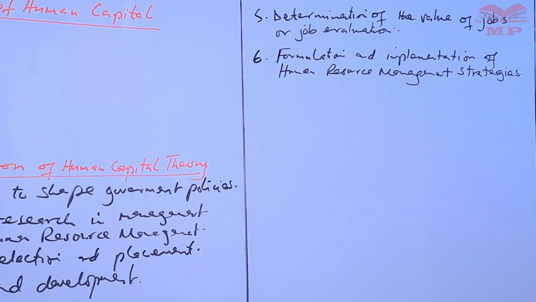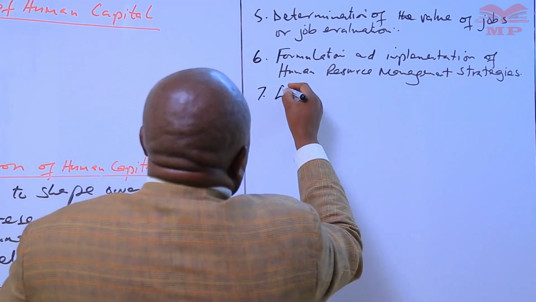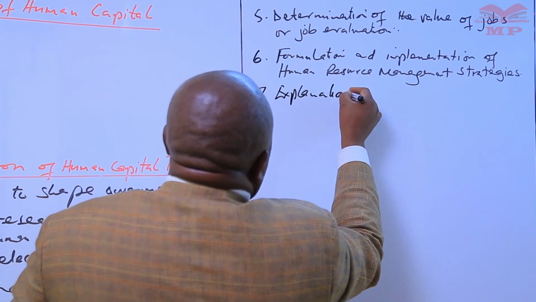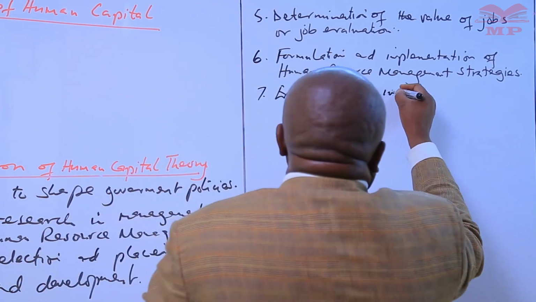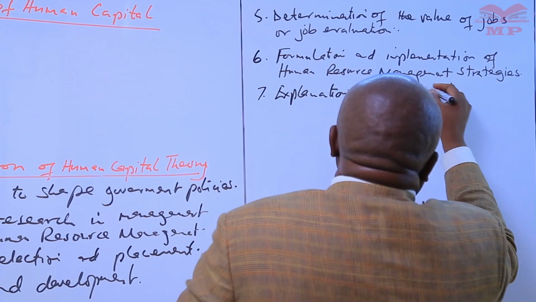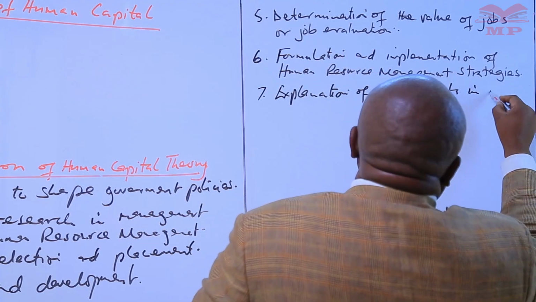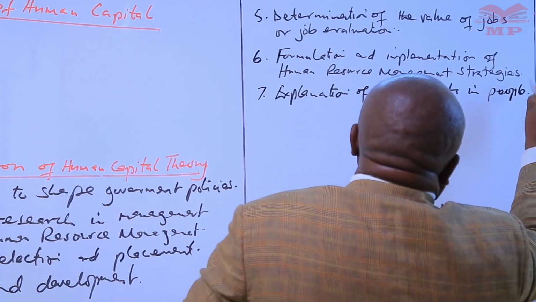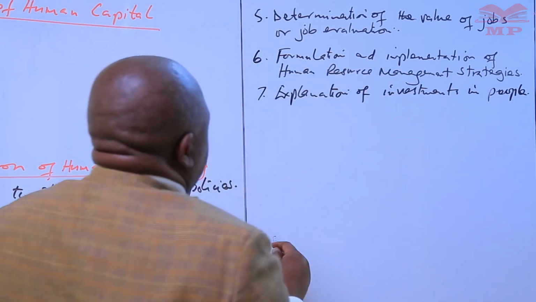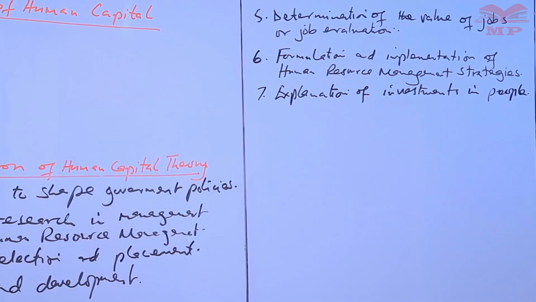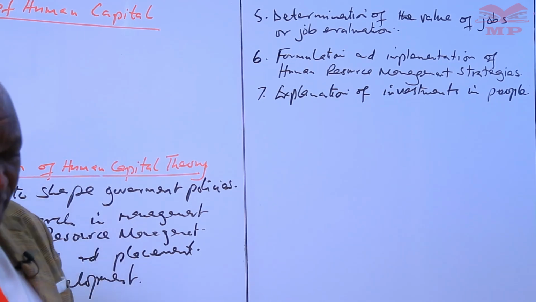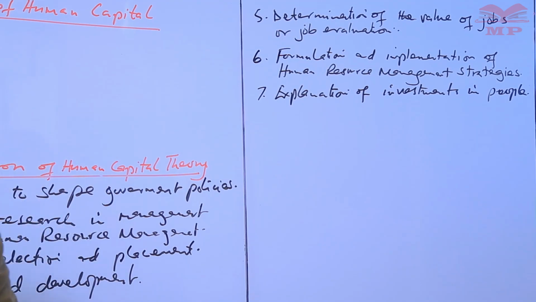Then there is also explanation of investments in people. When you need to make investments in people, for example, in these areas we are talking about in terms of exposing workers and so on, it is possible that the human capital theory can be used to explain why there is a huge investment in people.